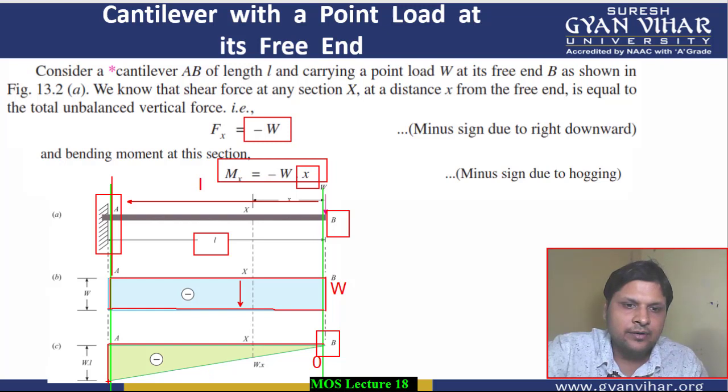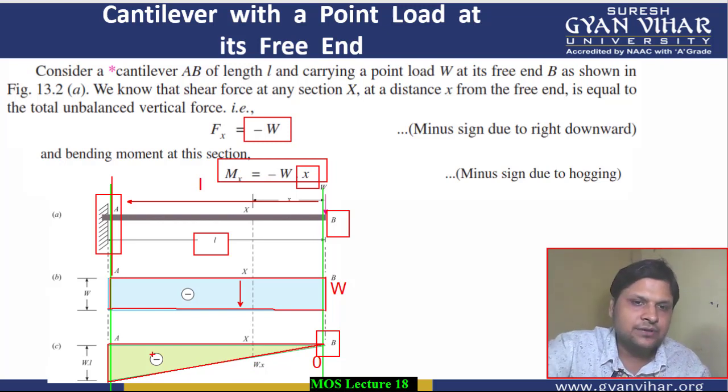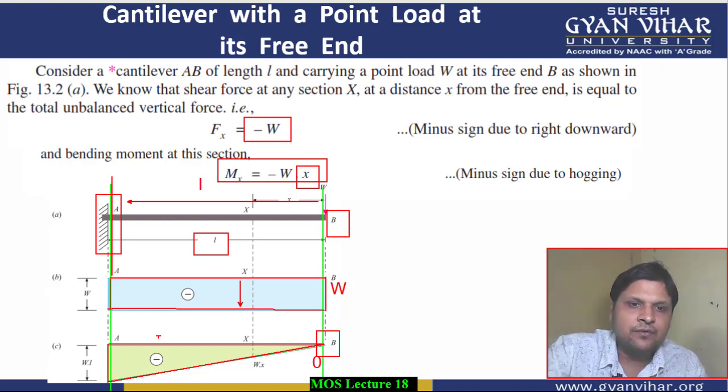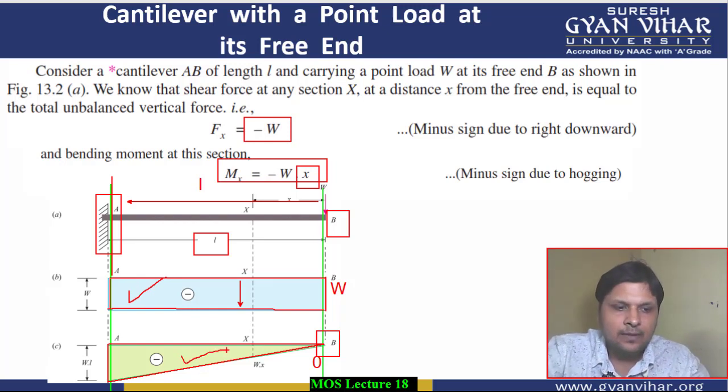So if you draw an inclined line from A to this point B, this will show you the change of the bending moment from point B to end point A. And as I have told you in the relation of shear force and bending moment, whenever the shear force diagram is horizontal, you get an inclined line in the bending moment diagram.